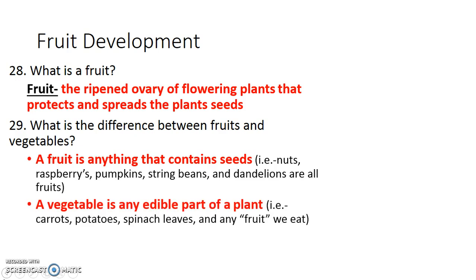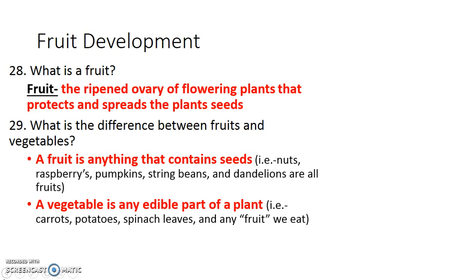A vegetable, on the other hand, is just the edible part of a plant. This could be fruits that we eat. It could also be the leaves of lettuce. It could be a carrot or a potato. It could also be the roots of plants, stuff like ginger.